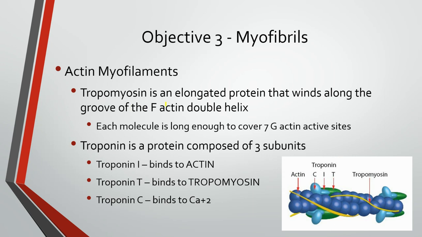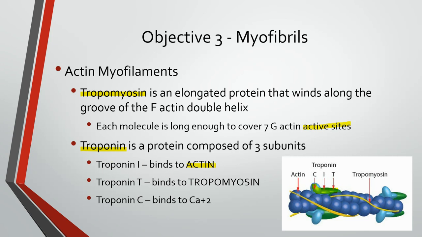In addition to the F-actin, those long double helical structures, we also have tropomyosin, an elongated protein. It looks like a rope that twists with that helix. What it does is cover those active sites, so each molecule covers up the binding site for myosin. Then troponin is this little group of three proteins. It has different subunits, and one subunit can bind to actin.